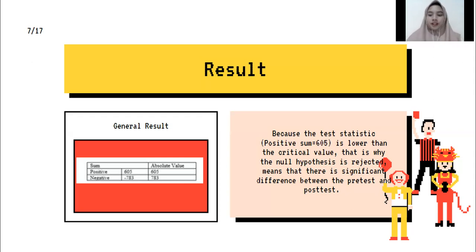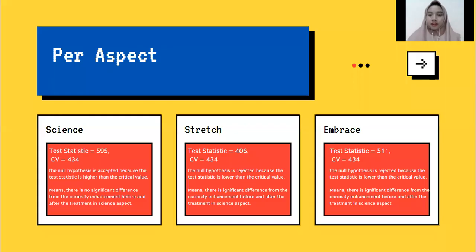This is for the total or general result, and let me break it down into per aspect. For the science aspect, the null hypothesis is accepted because the test statistic is higher than the critical value here, and means there is no significant difference in the science aspect.